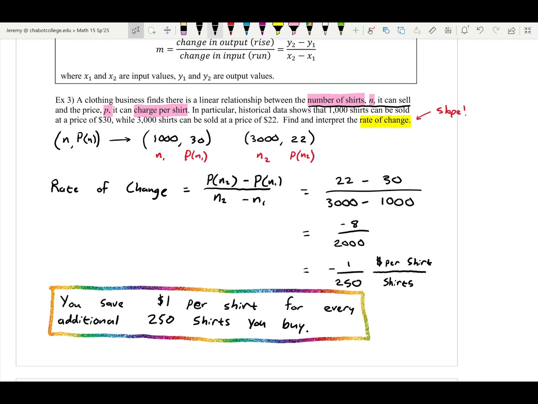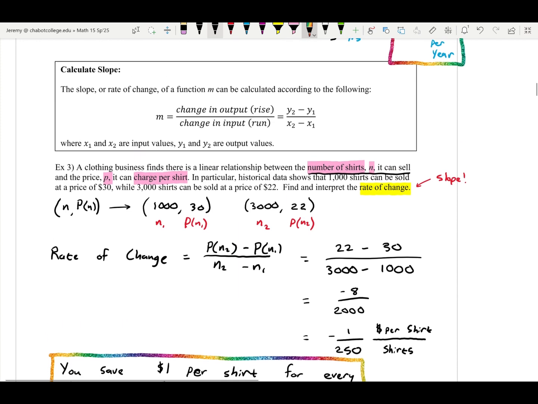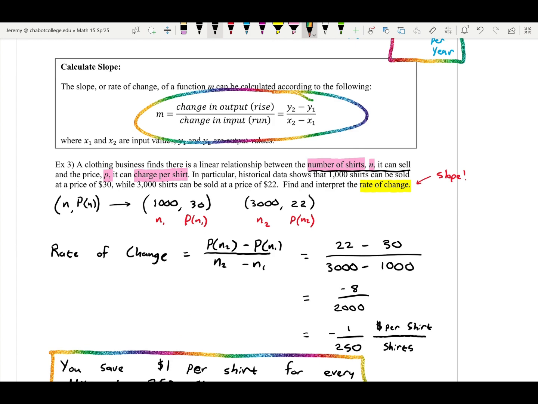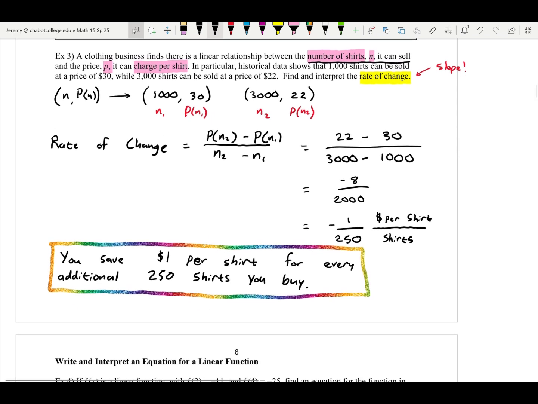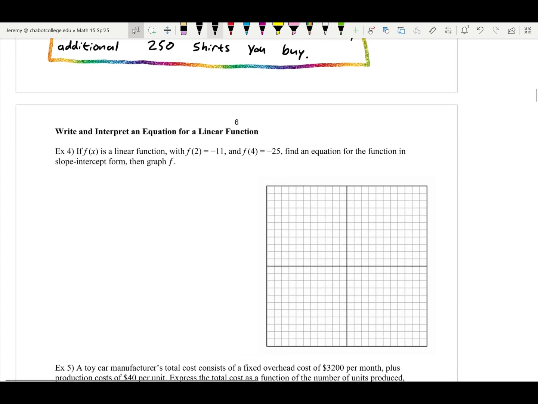Okay, but again, the hardest part about this is keeping track of the units, figuring out what your ordered pair actually is, making sure you have the order correct, and making sure you plug into the slope formula correctly. But if you really strip it all down, it's just another application of this slope formula. All right, that's it for example 3.